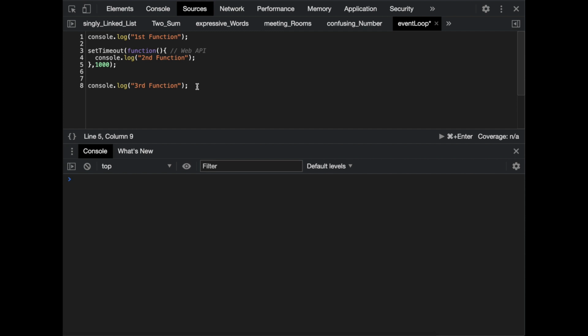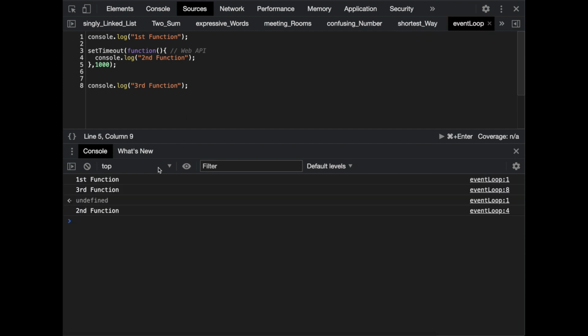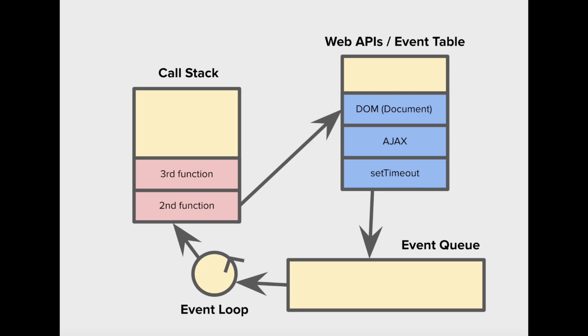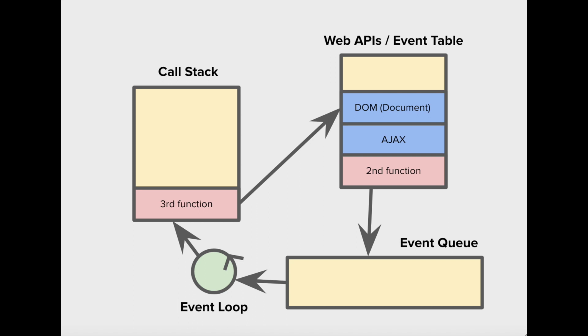When I run it, you will see that the second function gets executed in the end. It's because all synchronous statements execute first, and only then the asynchronous ones get executed. So the first console.log enters the call stack and executes. Then the setTimeout function enters the call stack, but since it's an asynchronous web API, it gets pushed to the event table. Event table is responsible for moving the asynchronous code to the event queue after a specified time.